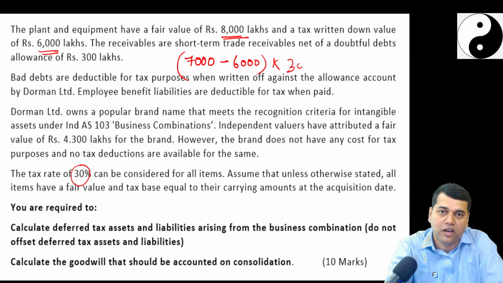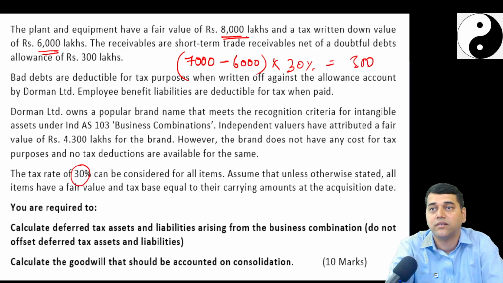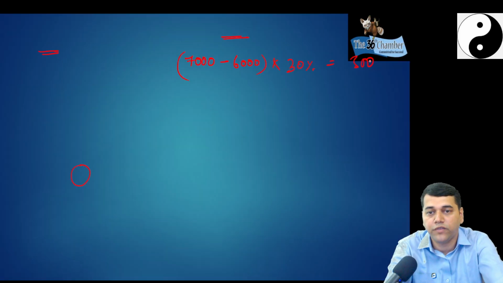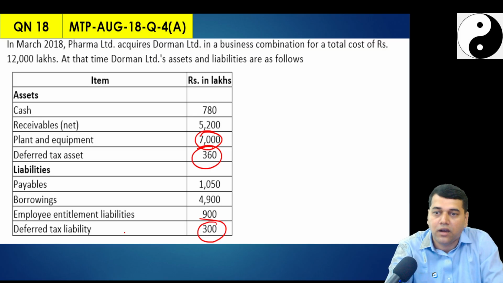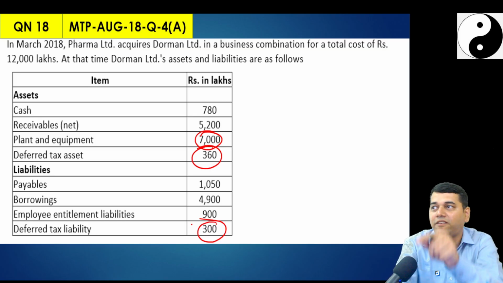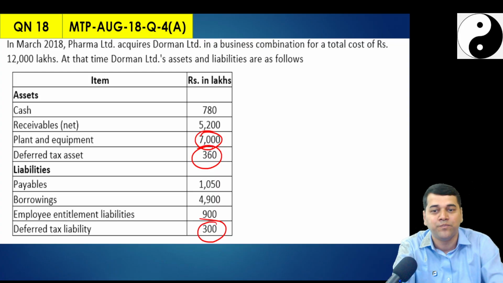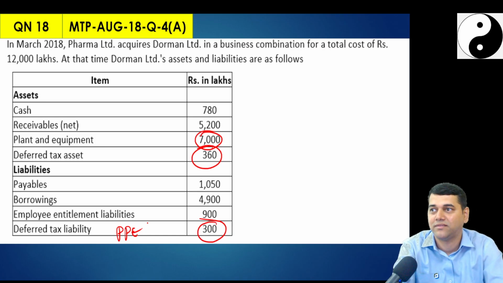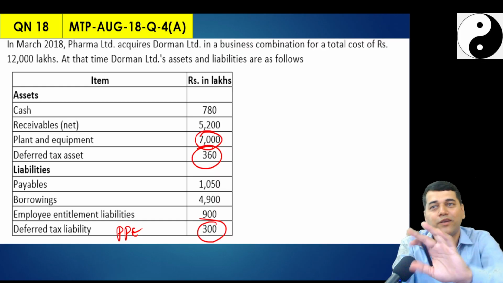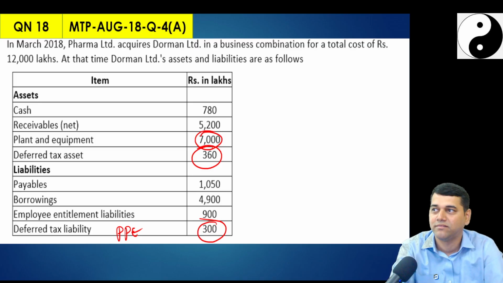30%. How much does it come to? 300. Deferred tax asset or liability? Liability. So if I go to the list of assets, you understand that whatever deferred tax liability is sitting in the balance sheet must be related to PPE differences. Try to understand it. Perfect. That means they have already reconciled it. They calculated it.